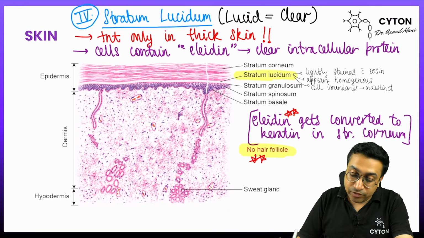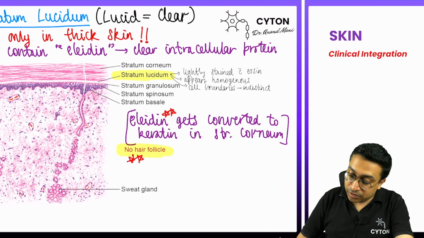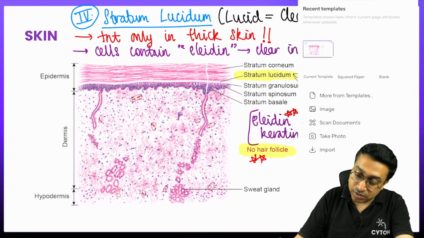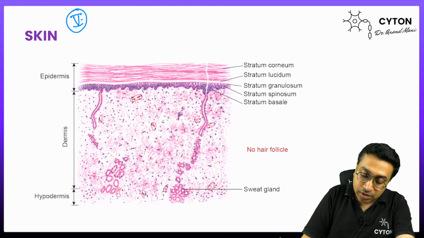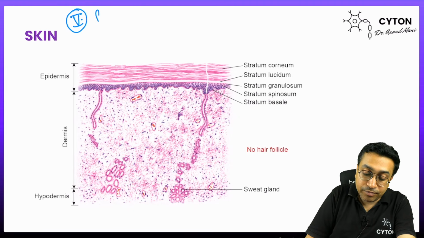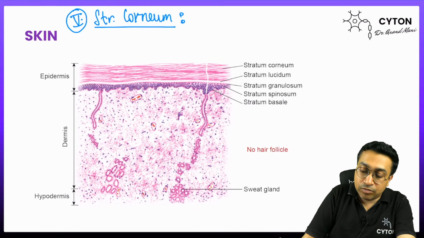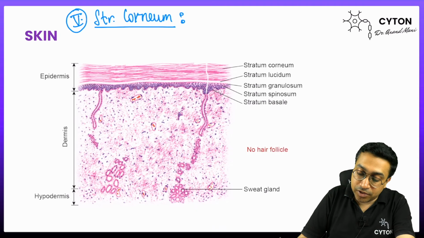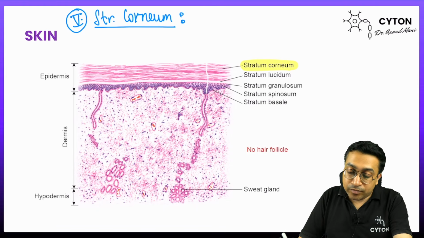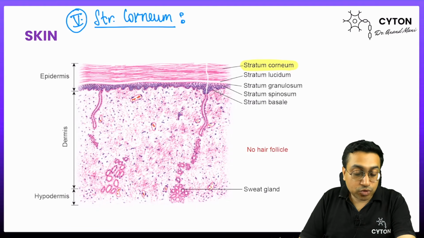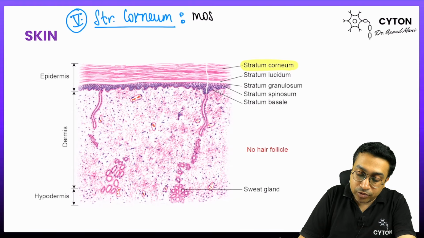Right, so then we go on to layer number 5, that is the stratum corneum. Now this stratum corneum, which you can see in this image again, is the topmost layer. We have discussed a little bit about it already. This stratum corneum is the most superficial layer of epidermis. So the first point is, most superficial layer.